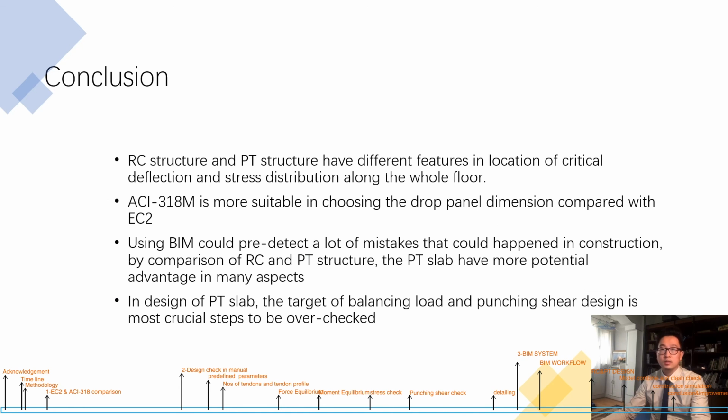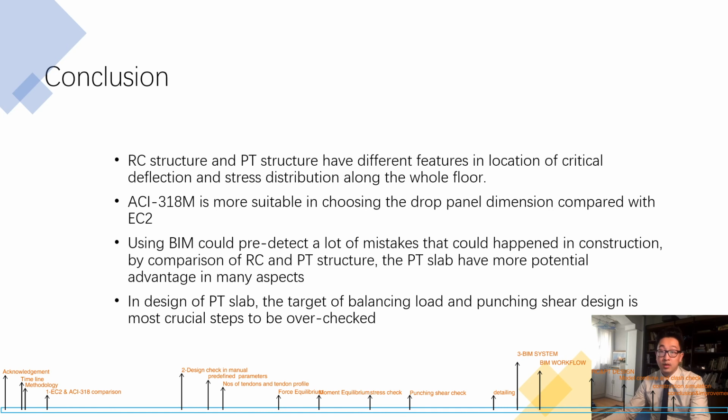So finally, let's make a short conclusion throughout this final year project design. I found out that RC structure and PT structure have different features in the location of the critical deflection point and the stress distribution along the whole floor. Second, ACI 318M is more suitable for choosing the drop pattern compared with Eurocode 2. And third, using BIM could pre-detect a lot of mistakes that could happen in construction.